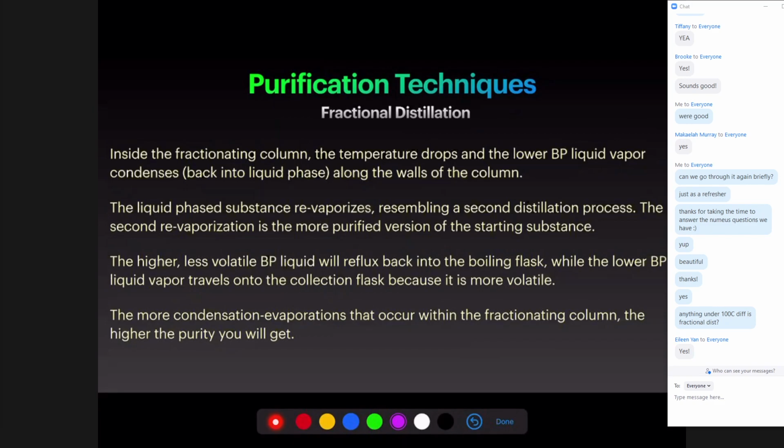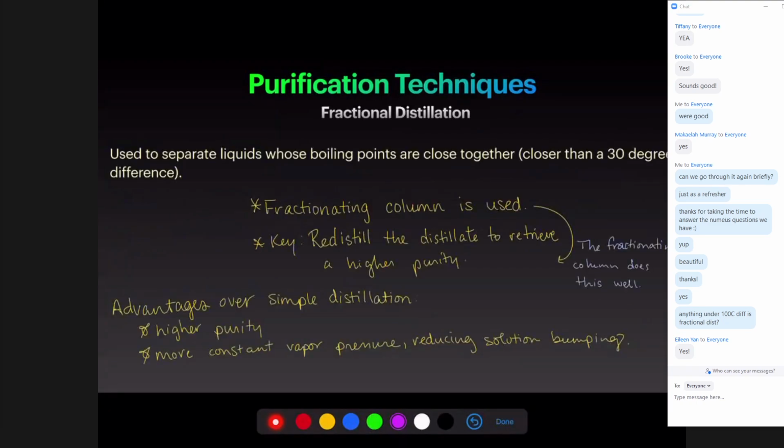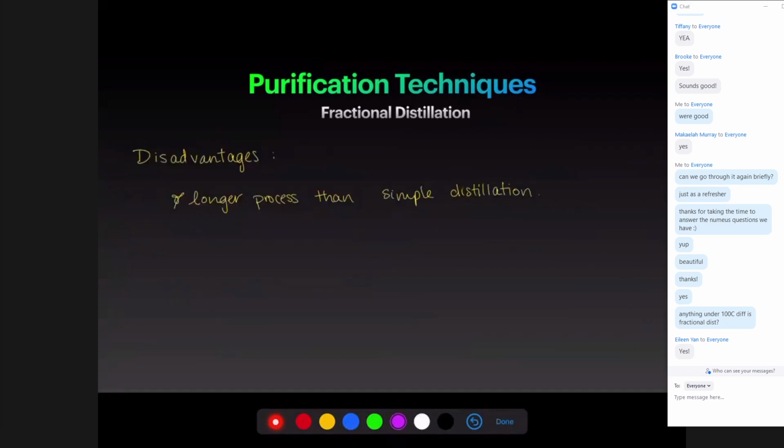The more condensation and evaporations that occur within the fractionating column, the higher the purity you will get. So the key is to redistill the distillate to retrieve a higher purity.